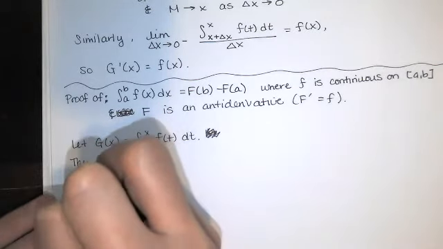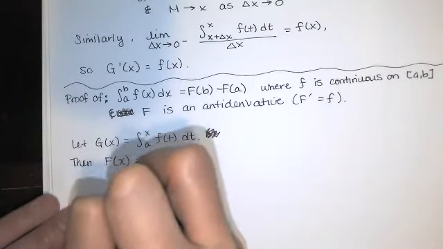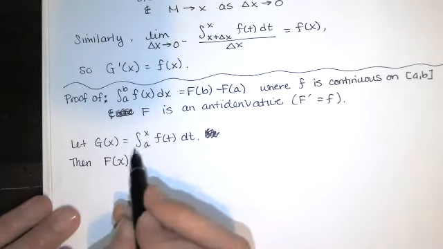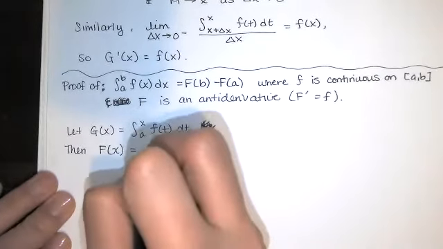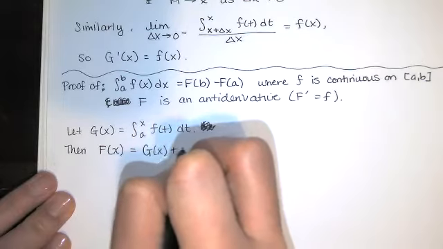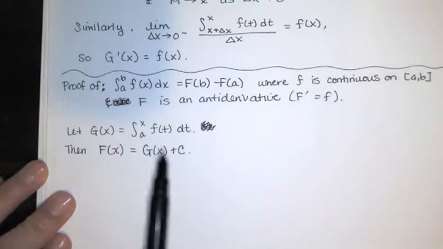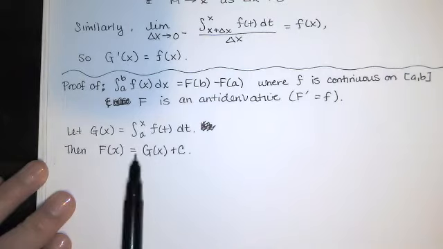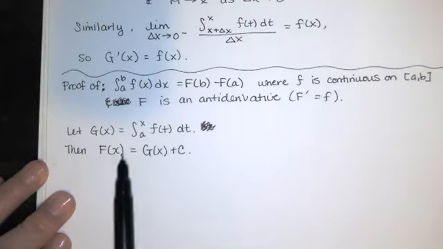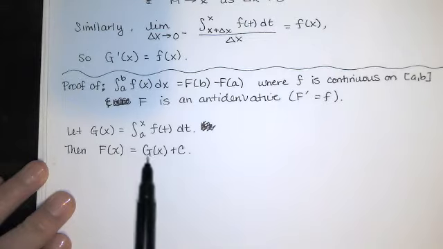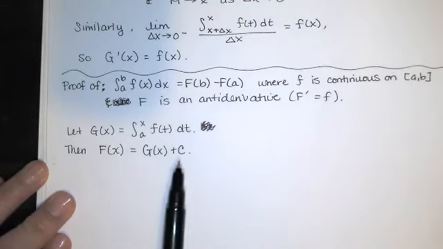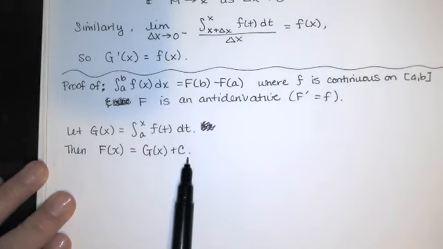Then if f is any antiderivative, it must be the function g that we started with plus a constant c. That gives us all of them. If I take any antiderivative and I add c to it, and I take the derivative of both sides, the derivative of f is going to be the derivative of g, which is little f, plus the derivative of c, which is 0.